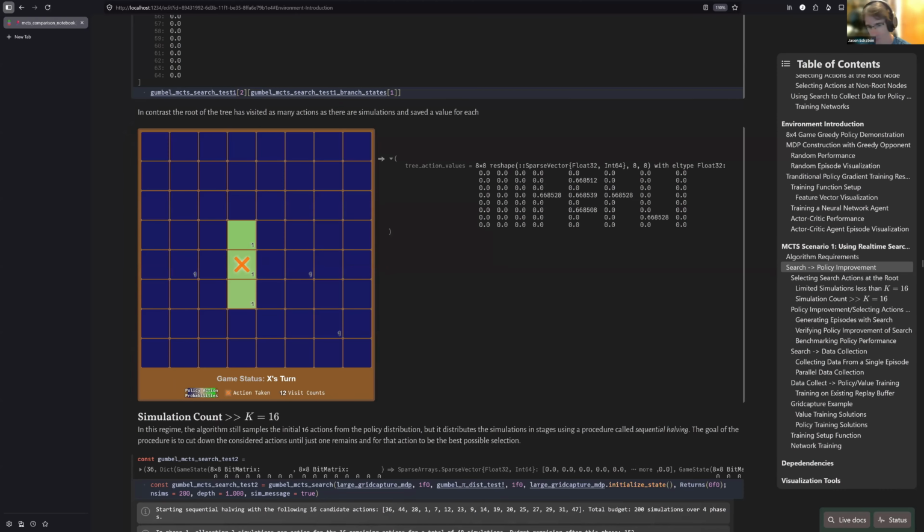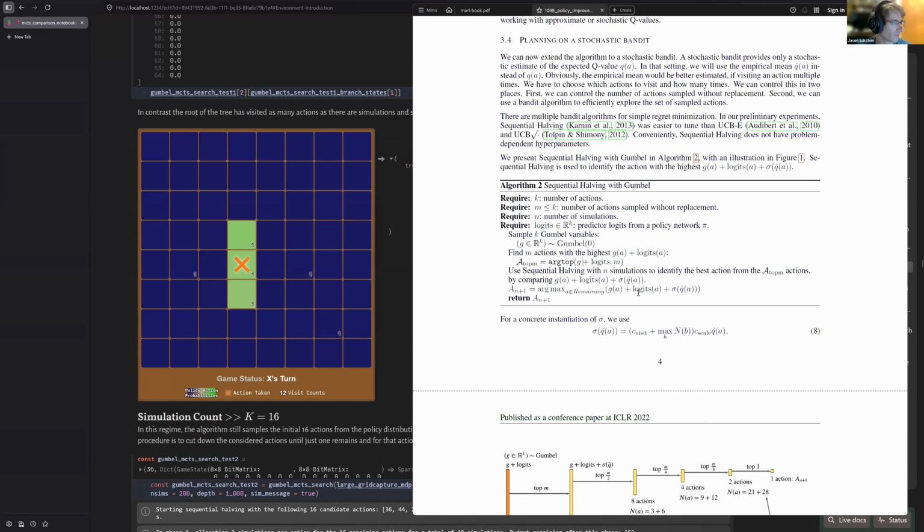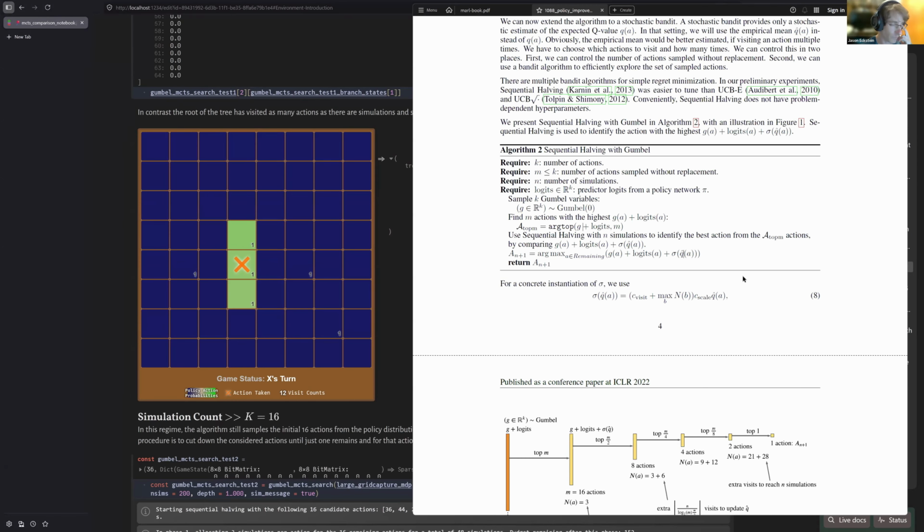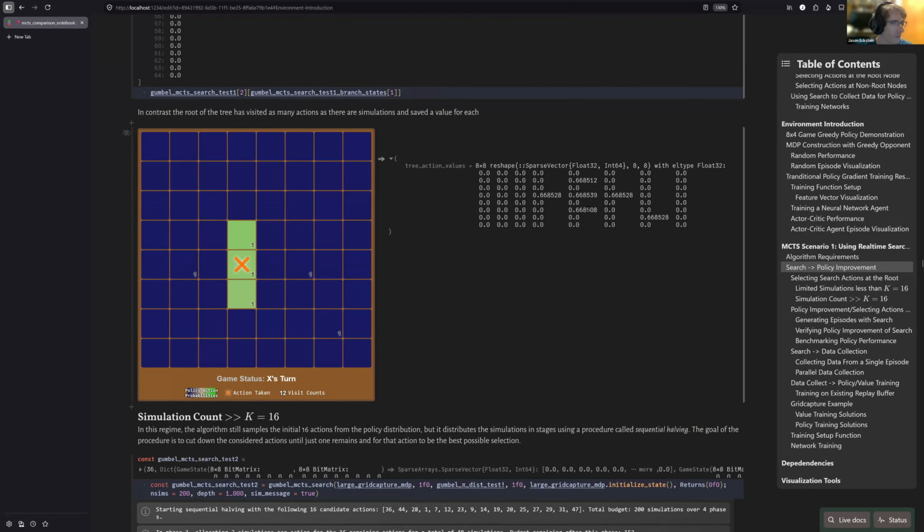Actually, it's not. What it's doing at the very end of this is combining the logits with the action values here. But I'll get to that a little later, what the actual improved policy looks like. It's not quite as simple as just whatever has the highest action value wins, because it also still puts some weight on the original distribution.